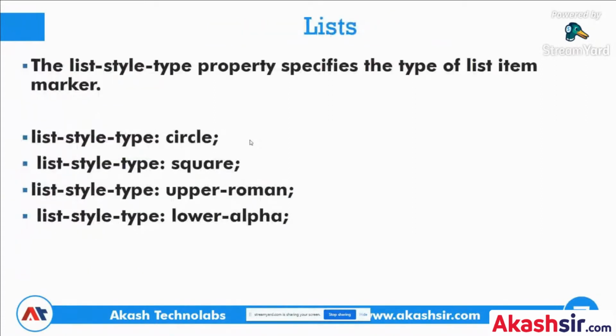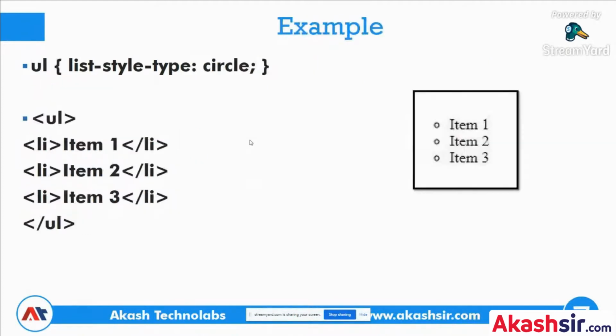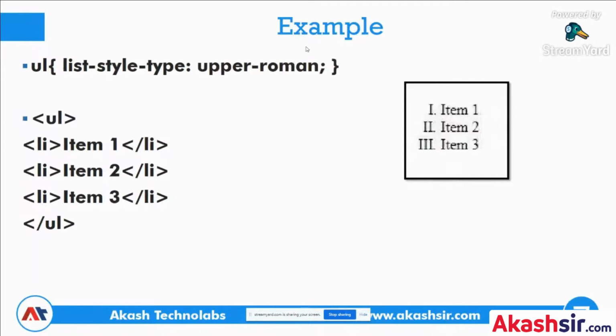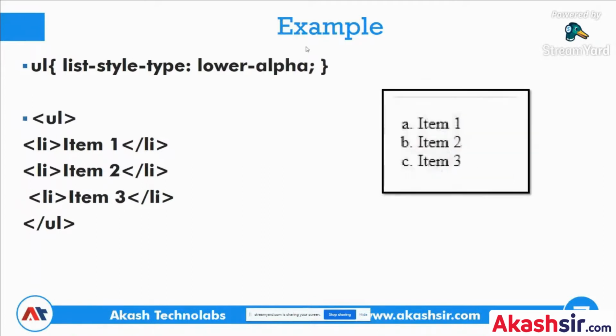Okay, so what is next? So next is list. Let's say if you want to specify some list type: circle, square, upper Roman, and lower alpha. So you can use this list. We have seen this kind of ul and li tag yesterday in the first half, right? So you can specify the circle like this. For example, if you want to specify some designing or some property, we have CSS. Okay, so this is a basic example. List type is square, upper Roman, lower alpha.